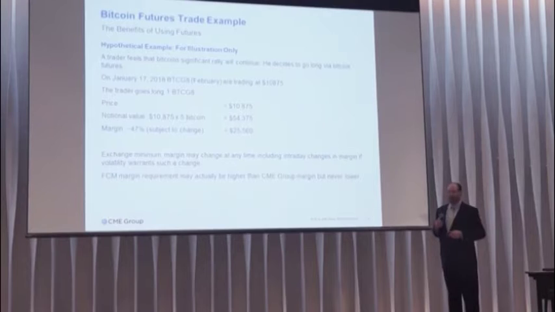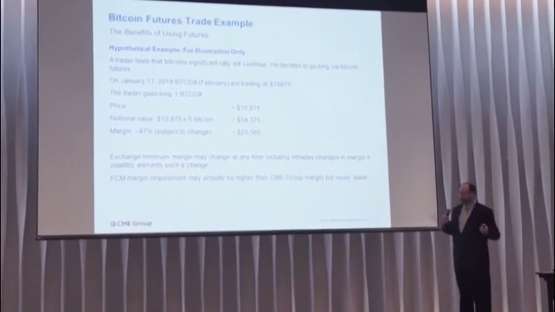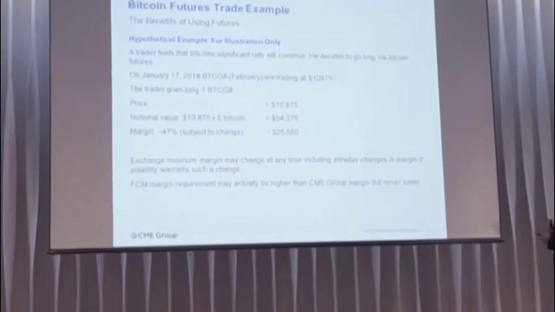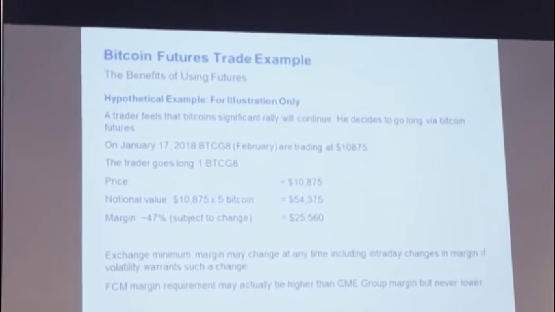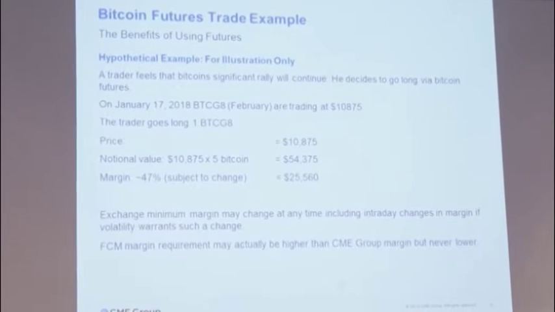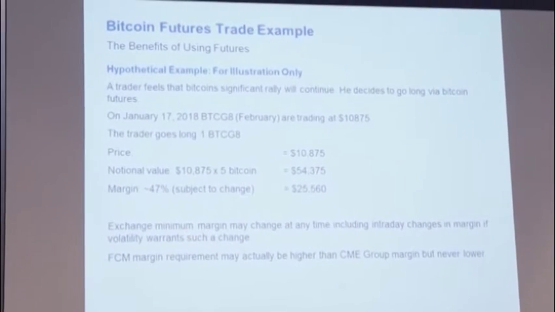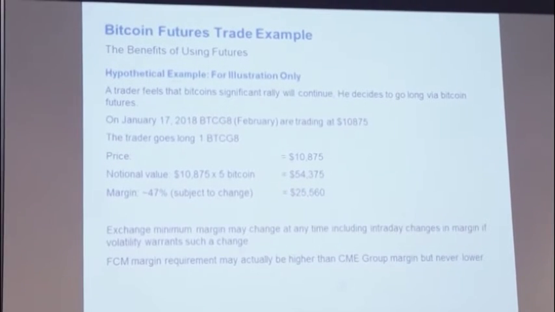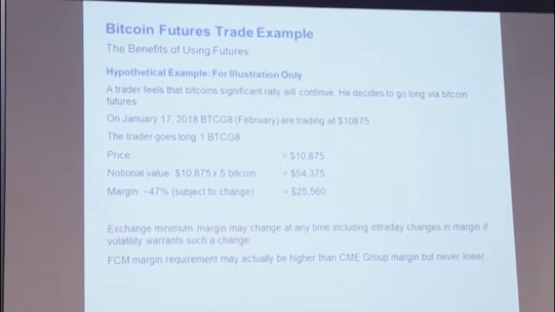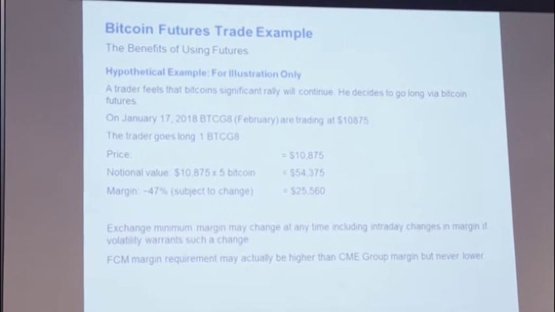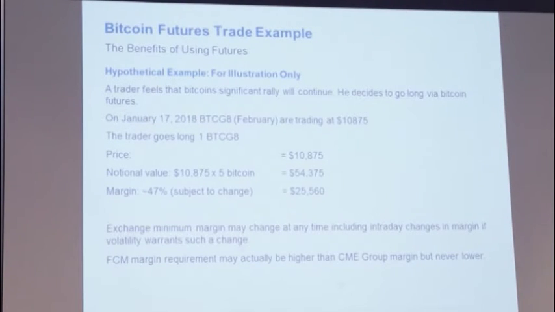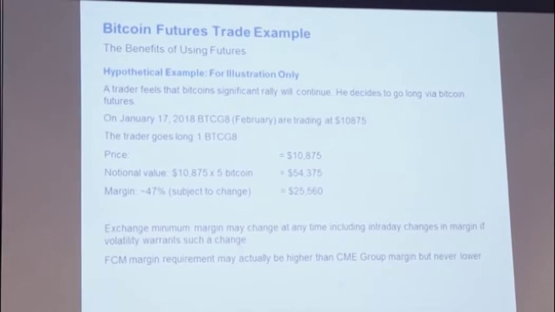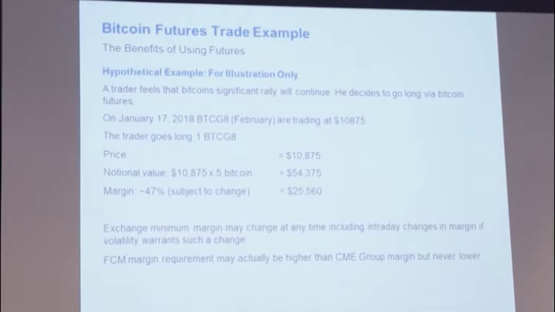If I don't own the Bitcoin and I want to take a long position, I can certainly do that too. Let's take a look at somebody who just wants to go long a Bitcoin future. On January 17th, if we assume a long position in the February contract at 10,875 and you buy one Bitcoin, your notional exposure is times 5 contracts, or $54,375. You're going to have to put up almost half of that, but more than $25,000 in cash to secure that position under current market conditions. Again, the margins are subject to change based on volatility.